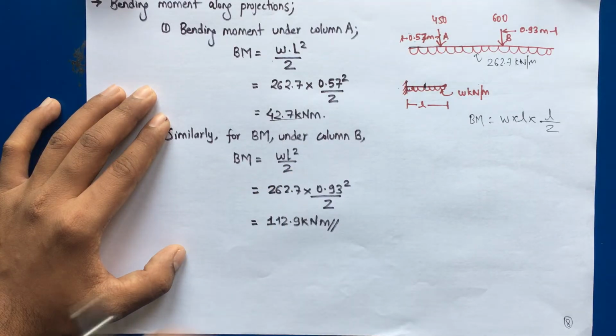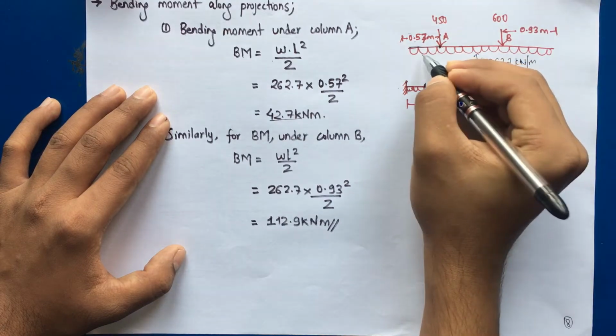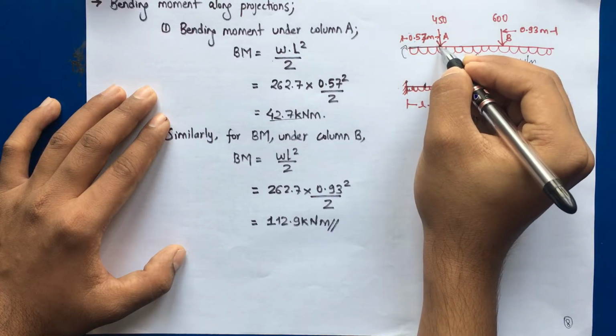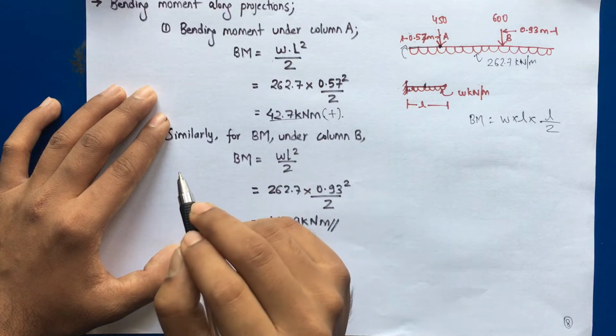Make sure to understand this point. We are considering left to right clockwise positive. So this is giving a clockwise moment considering point A. So this is plus, that is sagging.